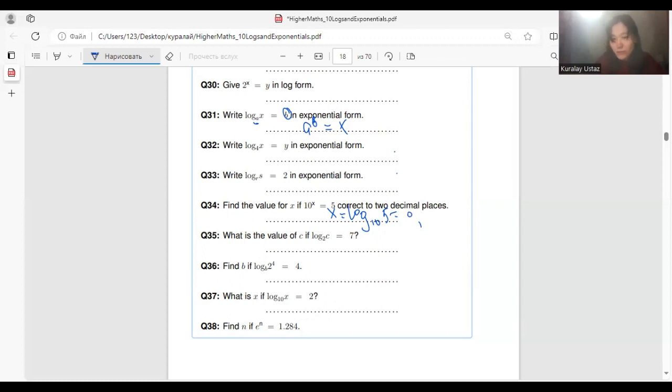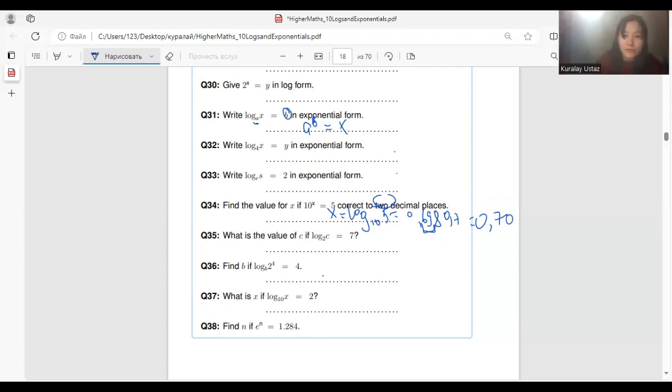So that one equals 0.69897. So two decimal places. That means this one, 0 point. That's not 9, that will be 70. So not just 7, we should write 70 because of two decimal places.